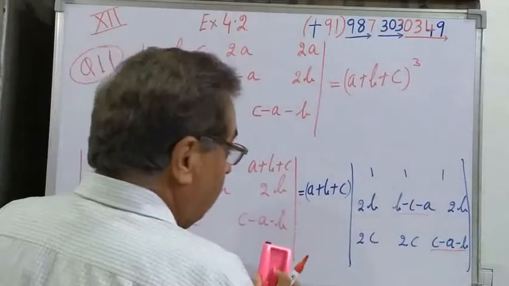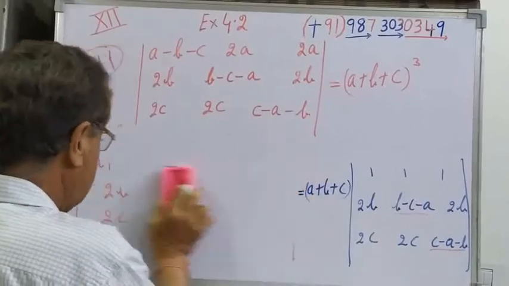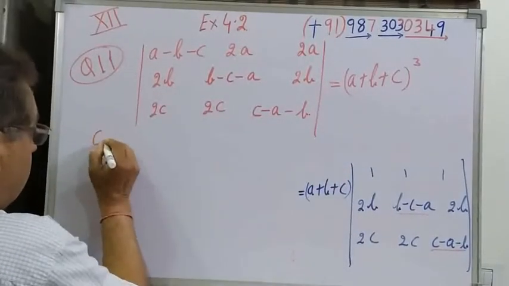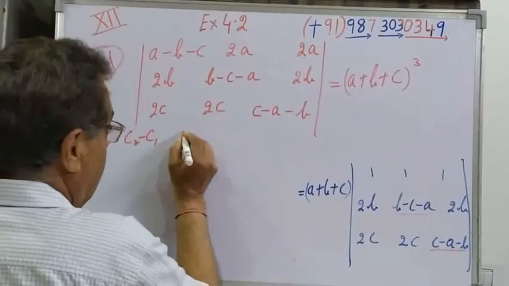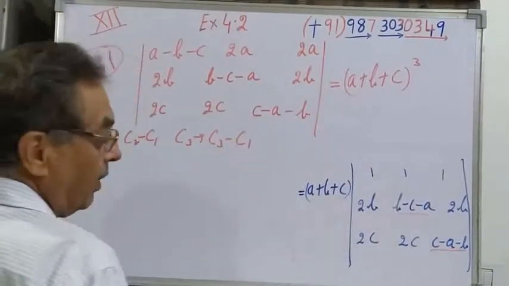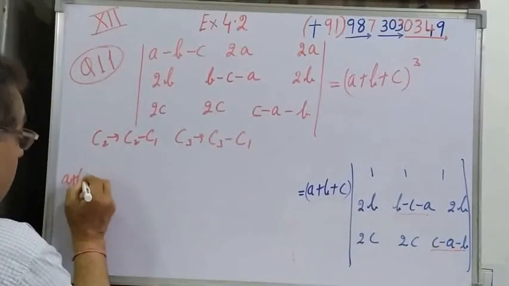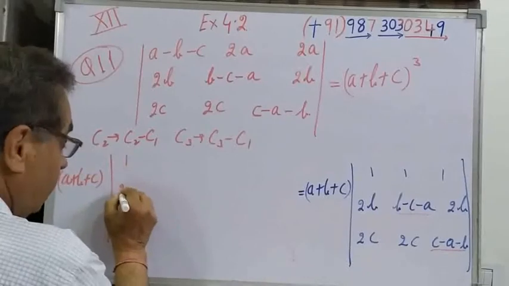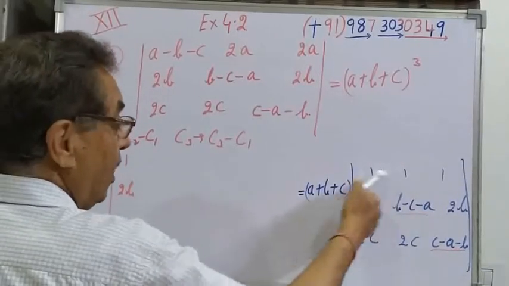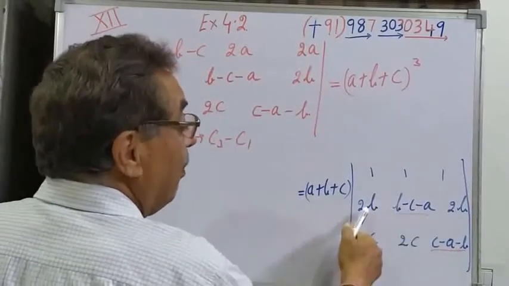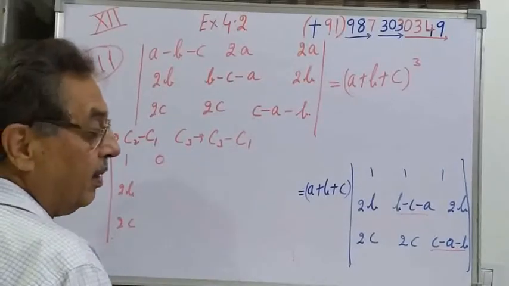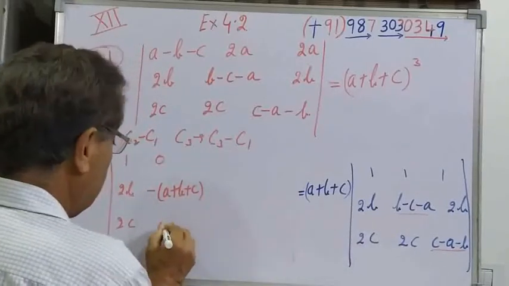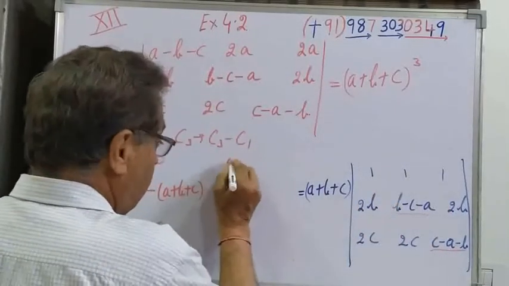First of all, the next step I operate is C2 to be written as C2 minus C1, and C3 to be written as C3 minus C1. A plus B plus C common as it is. C1 as it is. 1 minus 1, 0. B minus C minus A minus 2B, minus 2B, that will give us minus A plus B plus C. 2C, 2C, 0. Similarly, 1 minus 1, 0.